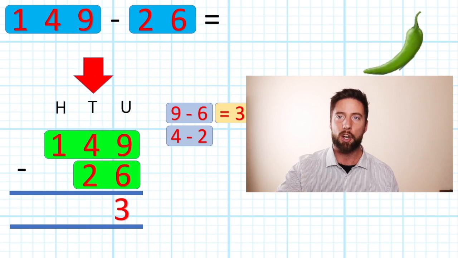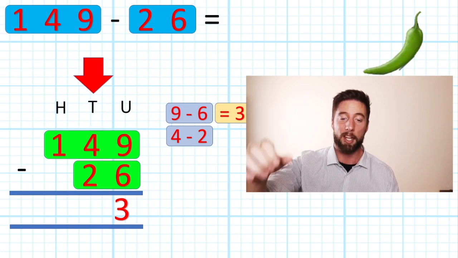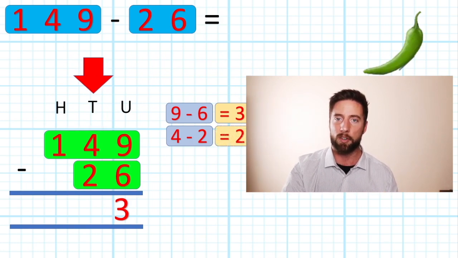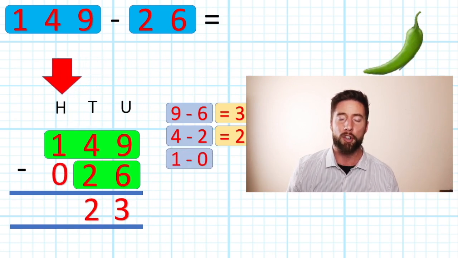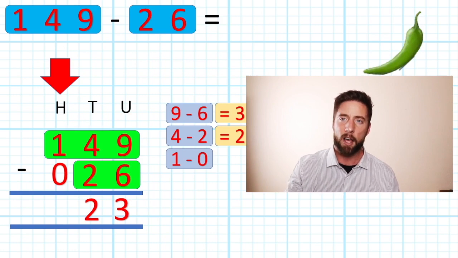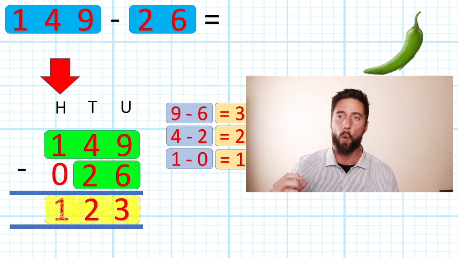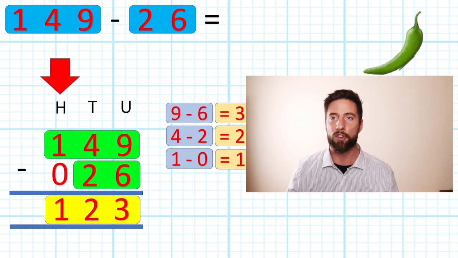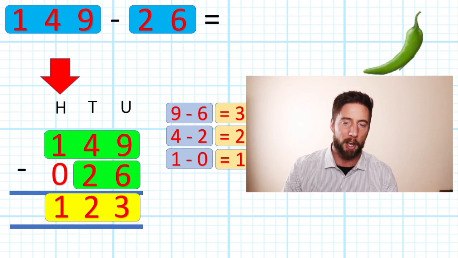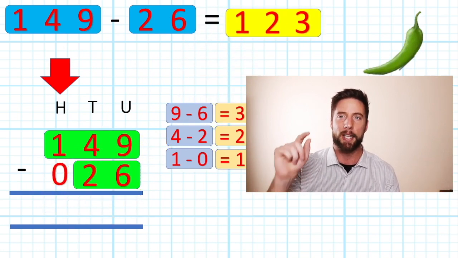Move across to our tens column. 4 subtract 2 gives me 2. 2 in my answer row. Move across, last time, look at my hundreds column. I've got 100, subtract nothing there, or a 0, 0, 26. So 1 subtract nothing is 1. My answer, 123. 149 subtract 26, 123.